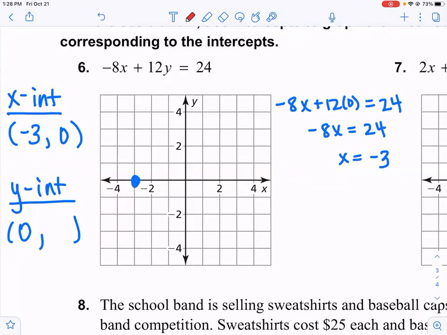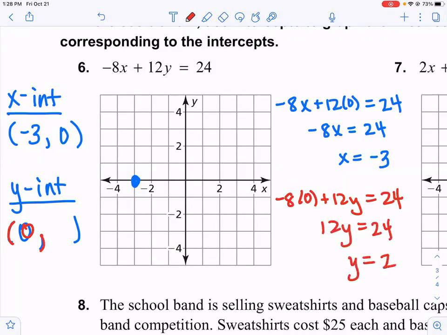Okay, so I'm just going to stop you there. We're going to pause. For our y-intercept, x is 0. So we can come up here and say negative 8x plus 12y equals 24. Negative 8 times 0 is 0, so we have 12y equals 24. Oh, y equals 2.